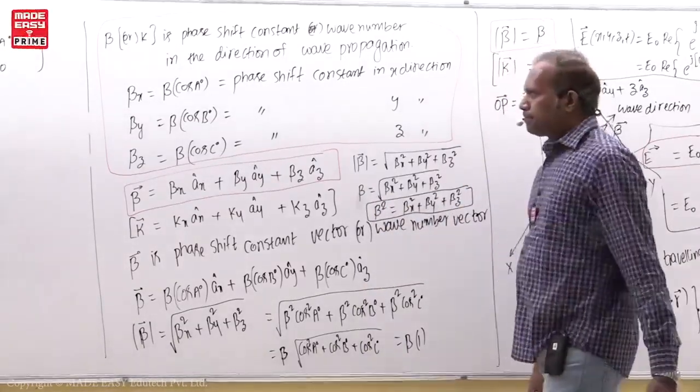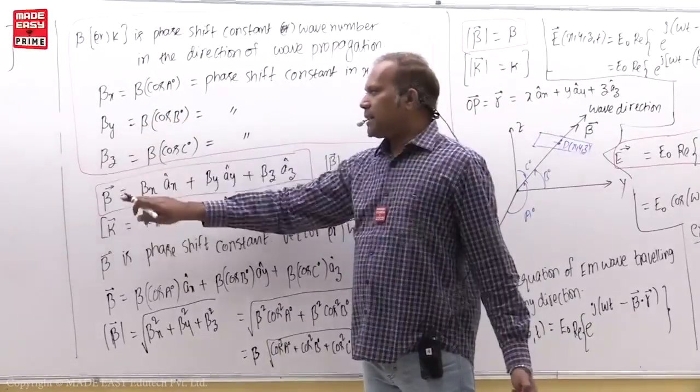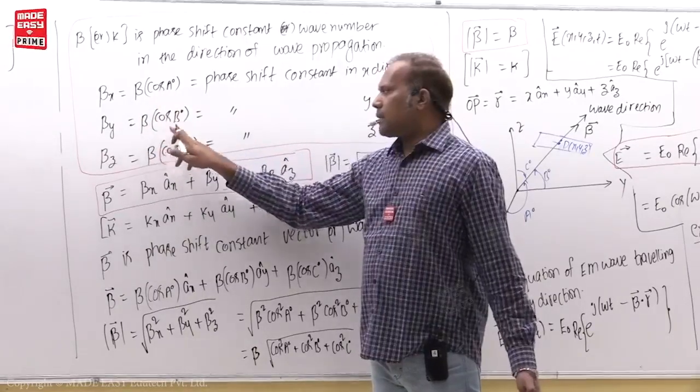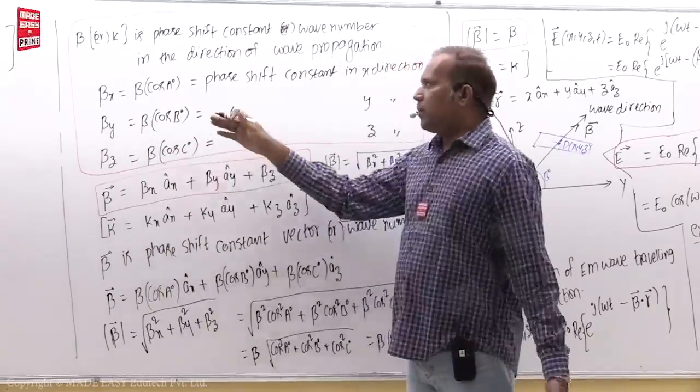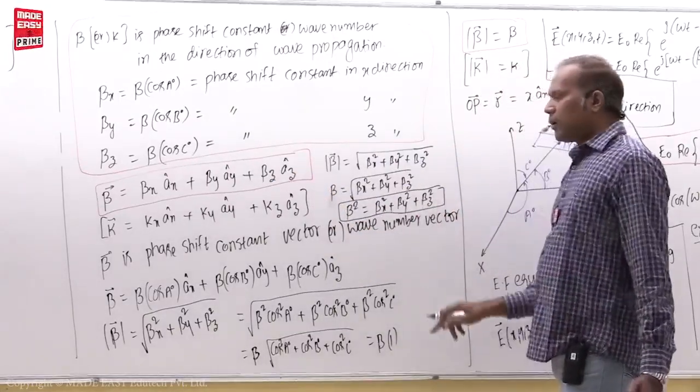Now from this, beta square is equal to beta x square plus beta y square plus beta z square. So students, here also you can see beta x square plus beta y square plus beta z square is equal to, beta square is common, then cos square a plus cos square b plus cos square c is 1. So beta square is equal to beta x square plus beta y square plus beta z square. This you have to remember.